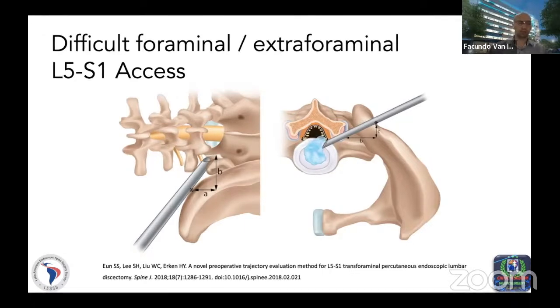I told you before that this is a really troublesome space for us endoscopic spine surgeons because the access is not always simple. You have to avoid the high iliac crest, you have to avoid the sacrum promontory, and you have to avoid the transverse process of L5.